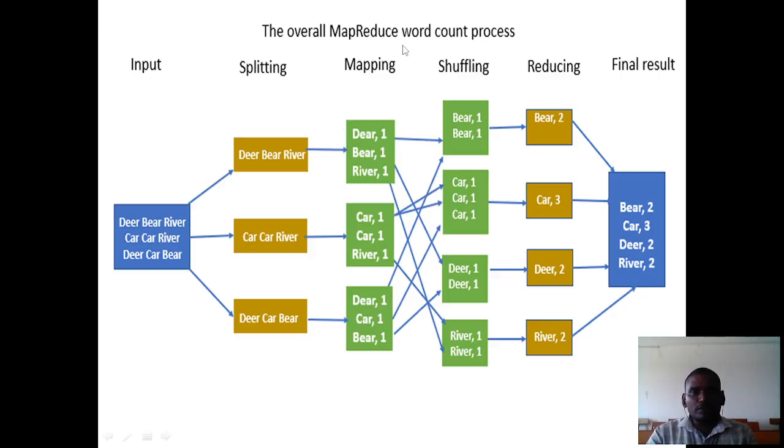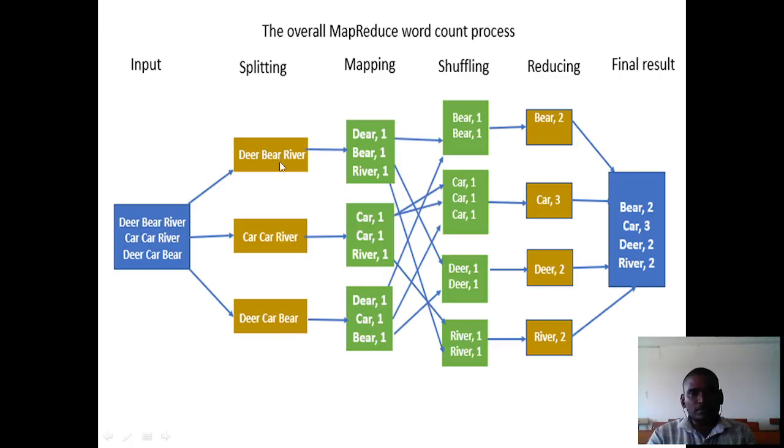The overall MapReduce word count process: we have the input stage, then splitting, then mapping, shuffling, reducing and then the final results. Here we have a word count problem. The words in the input are deer, beer, river, car, river, deer, car, beer. The input will be split into three sets of inputs: deer, beer, river; car, river; and deer, car, beer.